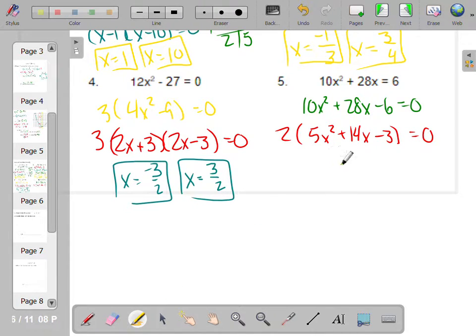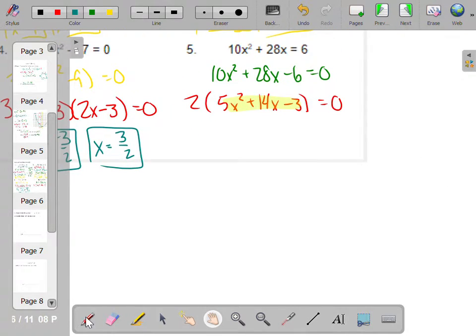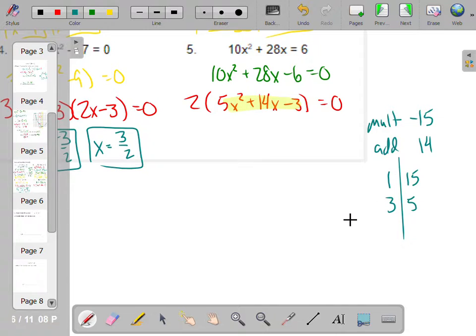Now I'm going to factor this part. I'm ignoring the 2, but I'm going to factor that trinomial, which means I need numbers that multiply to 5 times negative 3, which is negative 15, and add to the middle, which is 14. So 1 and 15, 3 and 5, 5 and 3 is a repeat. It's one of those two. What do I make negative to add to 14? There we go, negative 1. So the 2 doesn't change anything, so I'll just write it, but I'm going to forget about it.